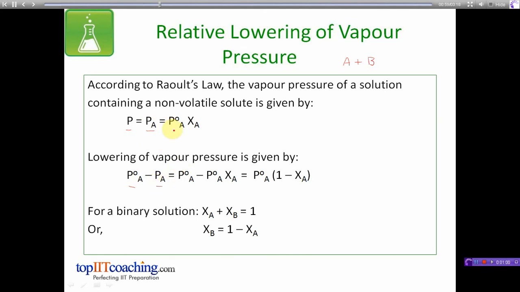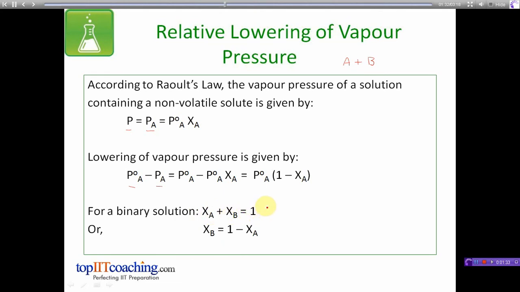On substituting the value of PA from this equation in this, we get P°A minus P°A XA. On taking P°A as the common quantity outside the bracket, we get P°A (1 minus XA). We also know that the sum of the mole fractions of all the components of a solution or a mixture is always equal to 1. So in this case, we are considering a binary solution with A and B as the components. So the sum of their mole fractions, denoted by XA and XB, will be equal to 1.